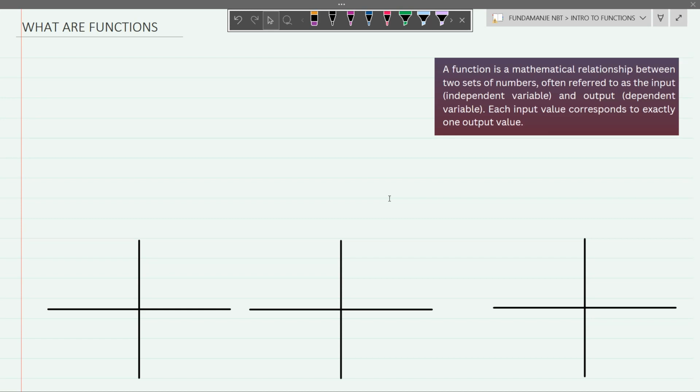What are functions? A function is a mathematical relationship between two sets of numbers, often referred to as the input (independent variable) and output (dependent variable). Each input value corresponds to exactly one output value. In this lesson we want to talk about how to identify a function and what type of function it is.